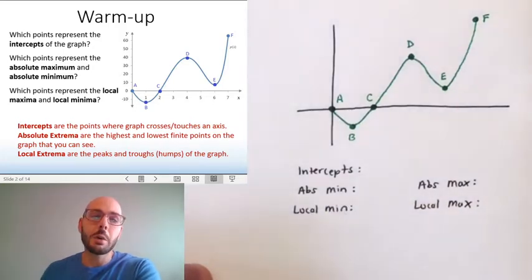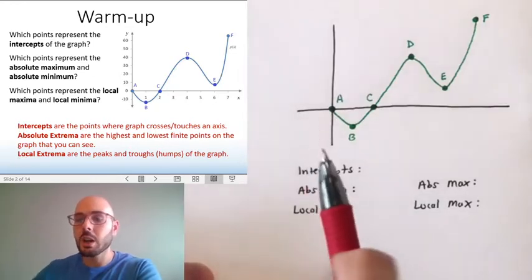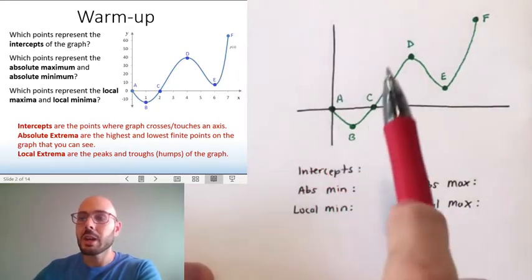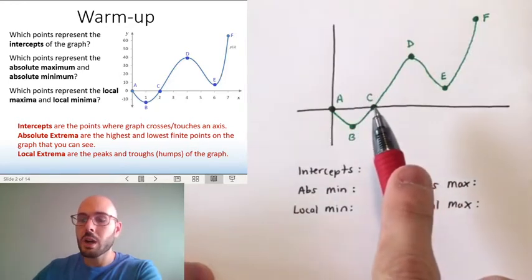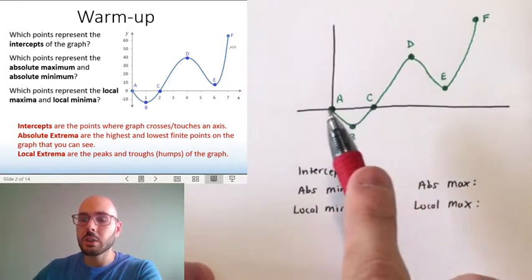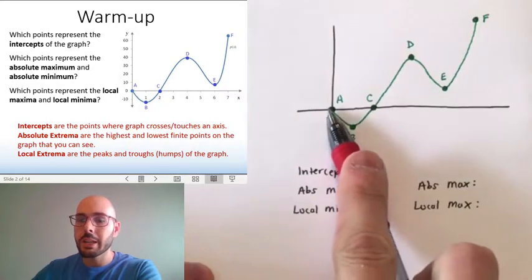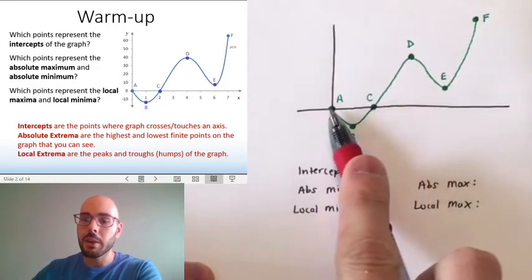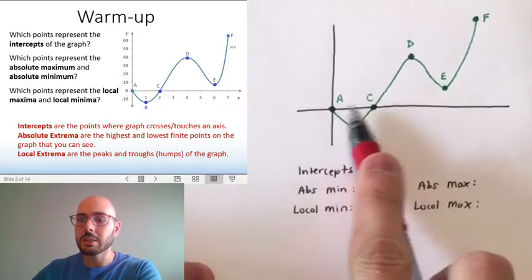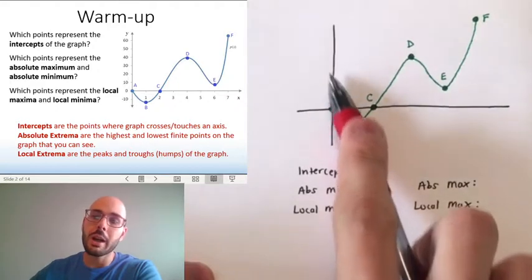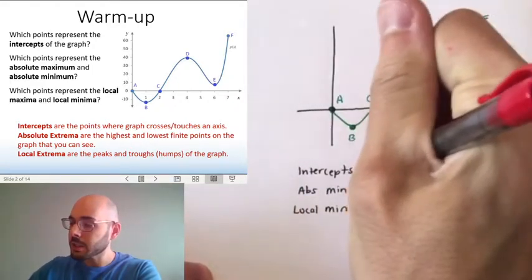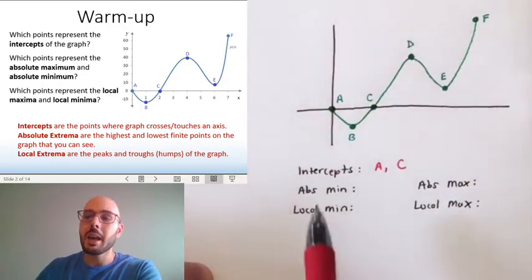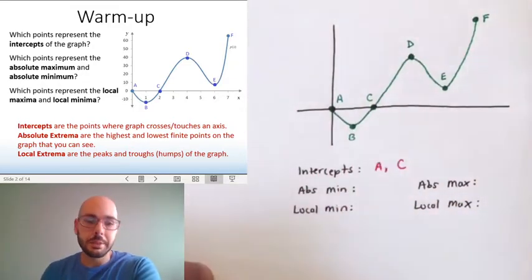So if you forgot what some of these things mean, it is listed in red at the bottom of this slide. First, we can talk about intercepts. So looking at this graph, you want to remember what intercepts are. Intercepts are the points where your graph crosses or touches an axis. So it looks like we have two of those here. Point A and point C are both on the x-axis, so they're x-intercepts. A also happens to be a y-intercept because it's on the y-axis. So either way, I'm just listing these points. A and C are both intercepts.